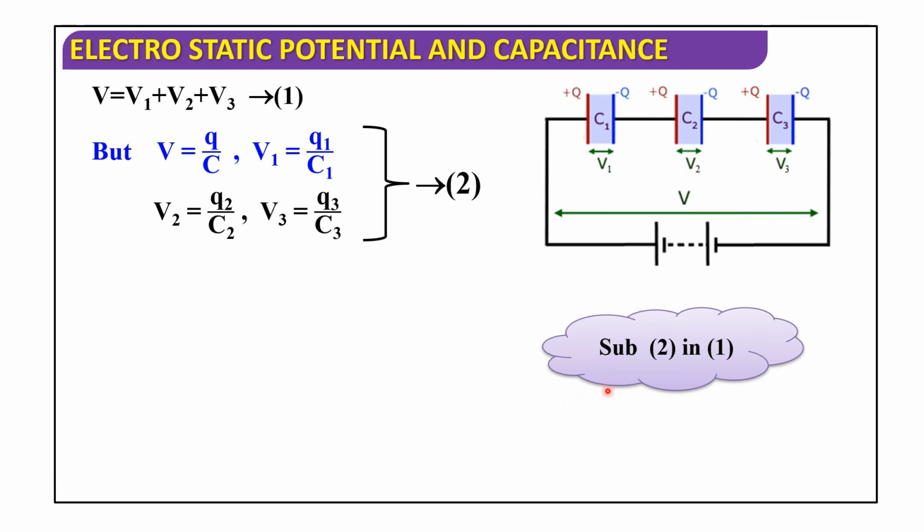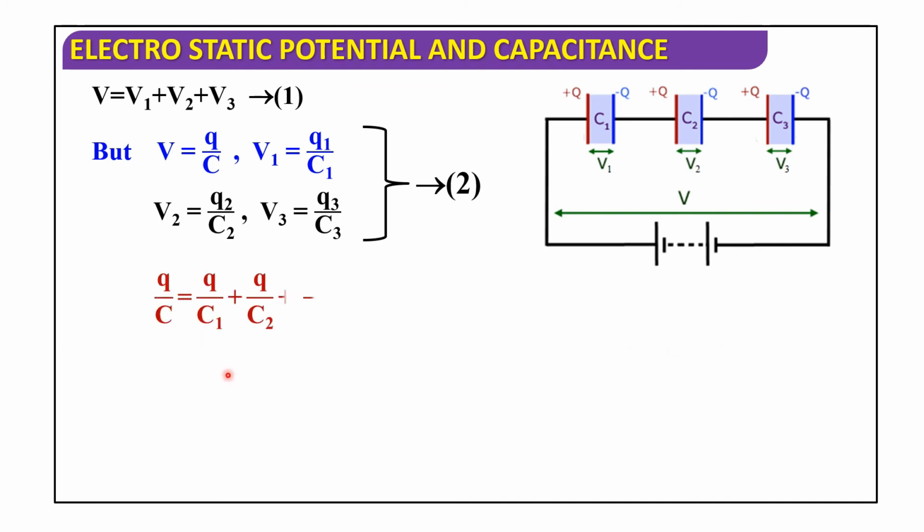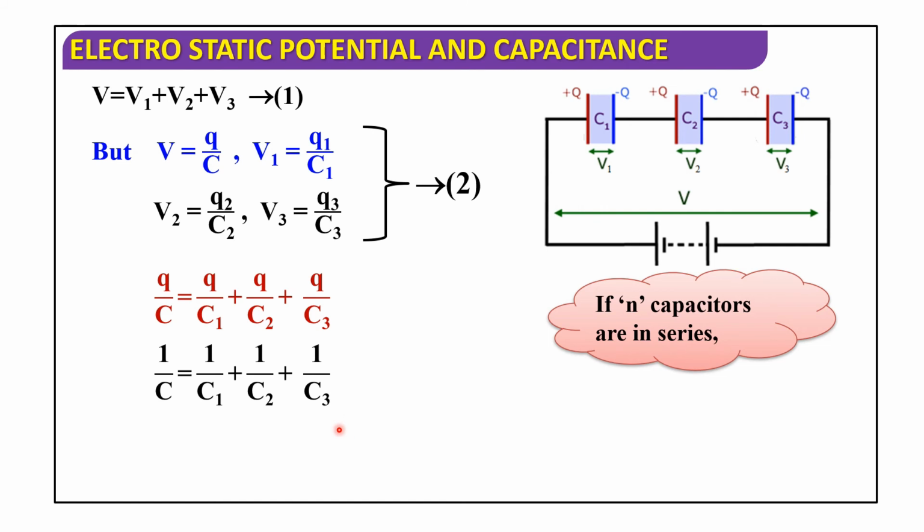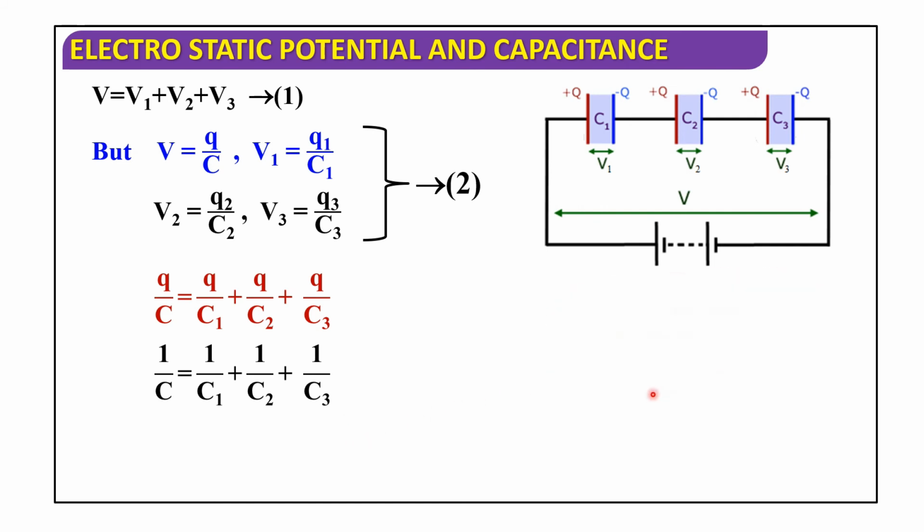Substituting equation 2 in equation 1, we get Q by C is equal to Q by C1 plus Q by C2 plus Q by C3. So Q cancels, and 1 by C is equal to 1 by C1 plus 1 by C2 plus 1 by C3. So, if n capacitors are connected in series, then 1 by C is equal to the sum from i equals 1 to n of 1 by Ci.